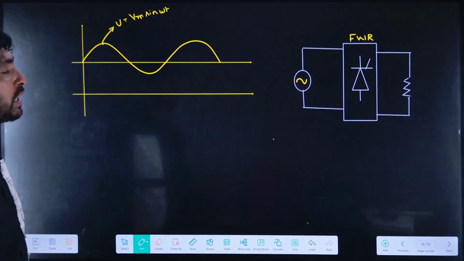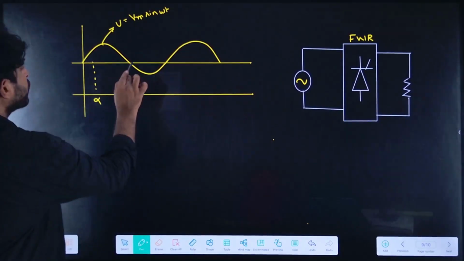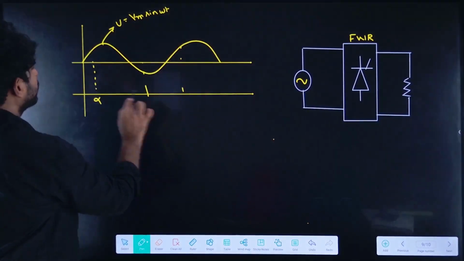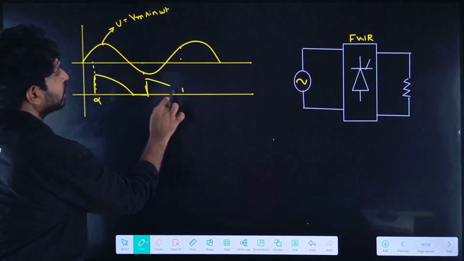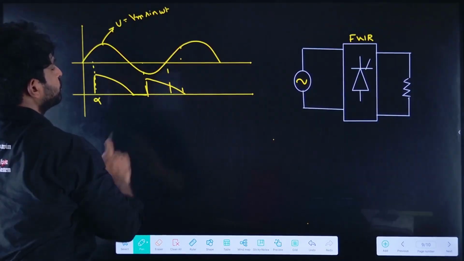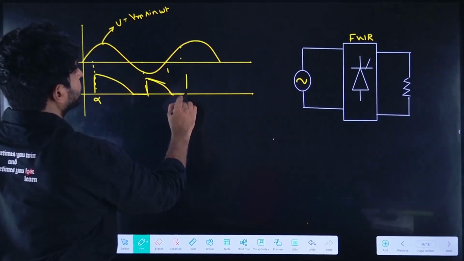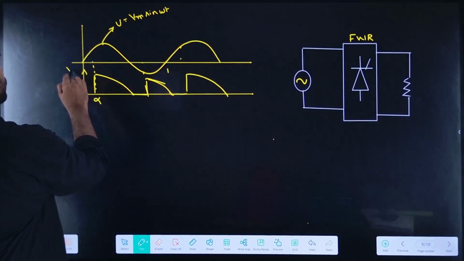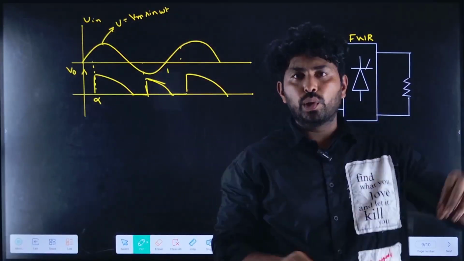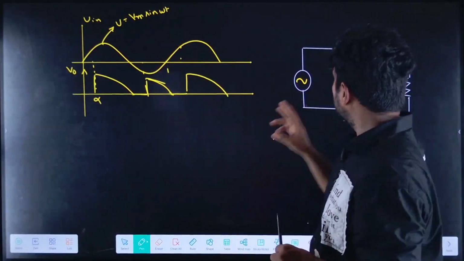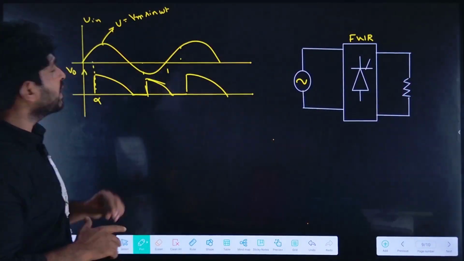So how is the output voltage? If I trigger at an angle alpha, the output voltage will be like this. This is the output voltage, and this is the input voltage. Whenever I trigger, the output voltage will be like this, when alpha is the triggering angle.